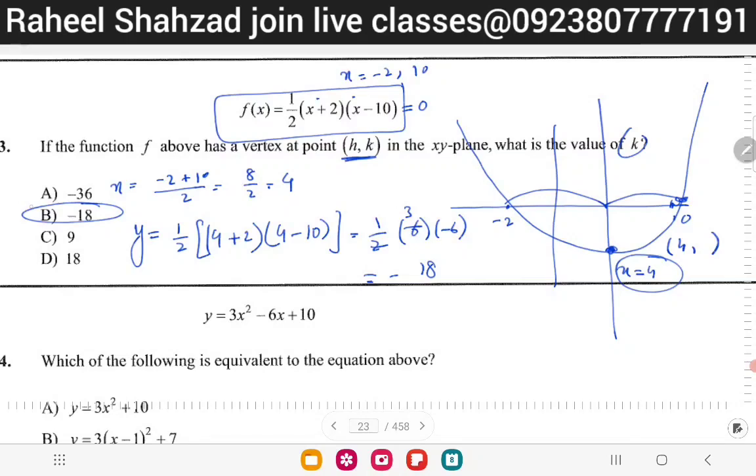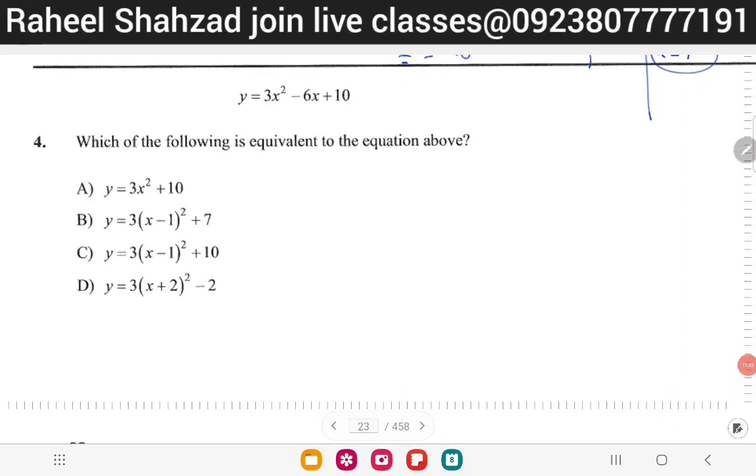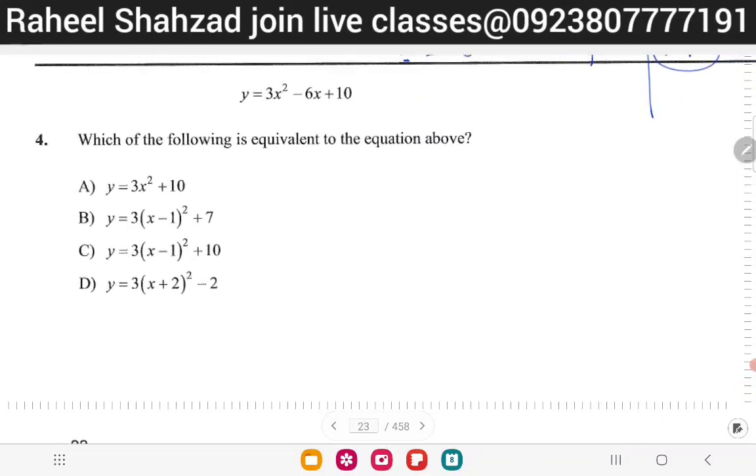So the next question is y equals 3x square minus 6x plus 10. I want you to stop the video and try to solve it yourself. Okay, done. So y equals 3x square minus 6x plus 10. You need to complete the square.